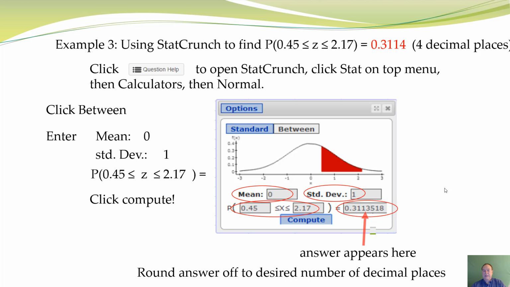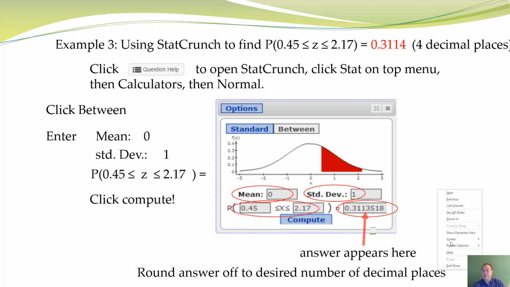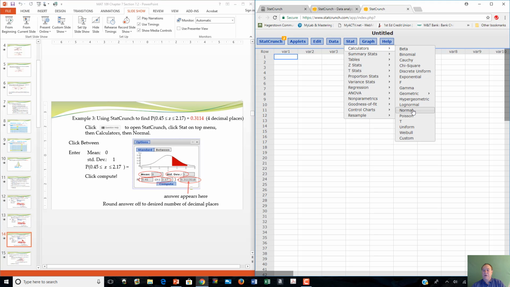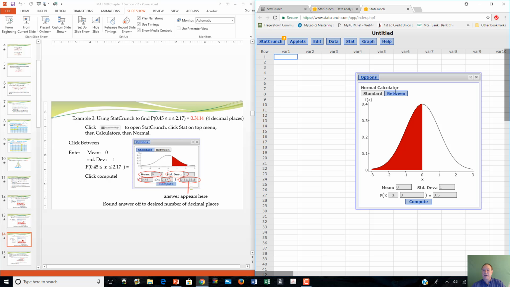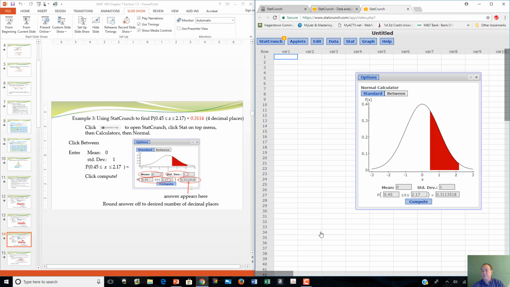Okay? Now, let me go back and do it in StatCrunch. So I click Calculator, Normal. This time up here at the top, I'm going to click Between. When I click Between, this area down here changes. Mean is 0, standard deviation is 1. On the left, I wanted 0.45. On the right, I wanted 2.17. Click Compute, and you notice I get the same answer we have over here when we round it off. Okay, so that's using StatCrunch.